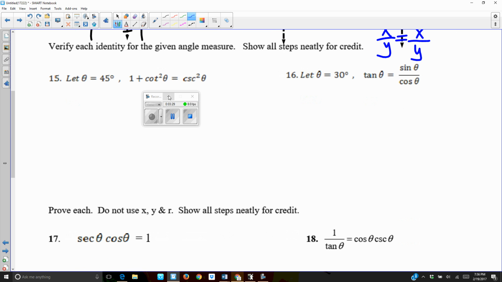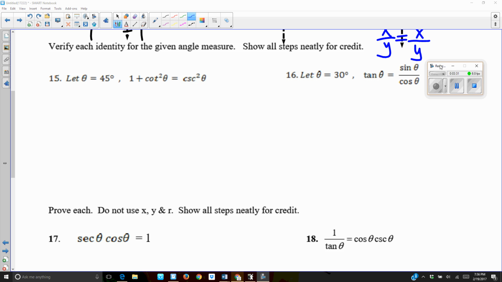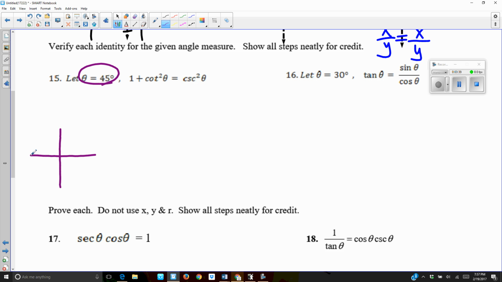15 and 16, we're verifying these proofs using real angle measures. So number 15, they're letting theta equal 45 degrees. You have to think back to the last chapter. If 45 degrees is the given angle, it means it's the reference angle drawn right here. And of course, the other angle in this case would have to be a 45-degree angle. So this right triangle follows the pattern of 1, 1, radical 2.